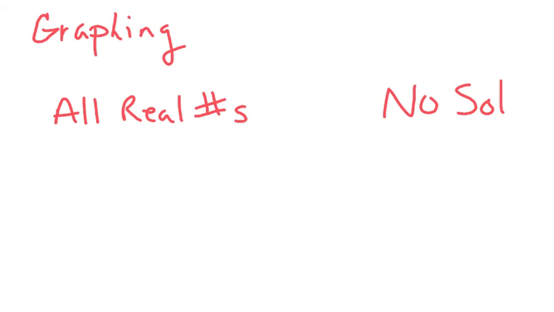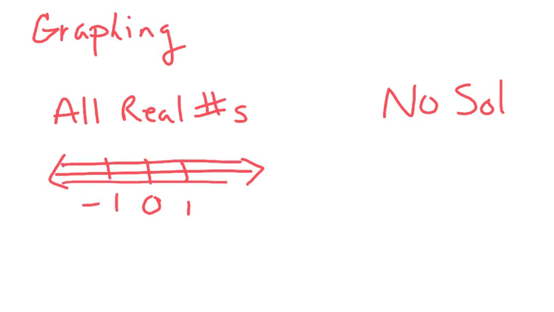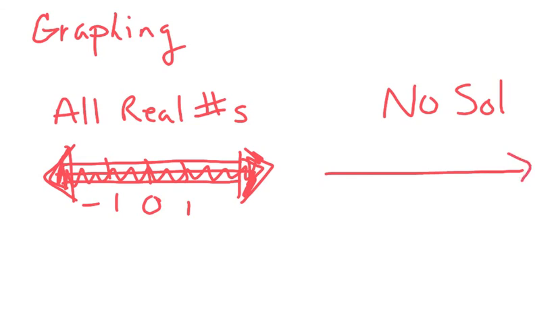Well, it's real simple. To graph all real numbers, you draw a number line, put 0 in the middle, put 1 here, put -1 here, and then you use your highlighter or your pencil to shade in everything. Because all real numbers means the whole number line, doesn't it? Means every number possible. To graph no solution, you draw a number line, you put 0 in, and 1 in, and -1, and you don't graph anything, because no solution means there's no graph.